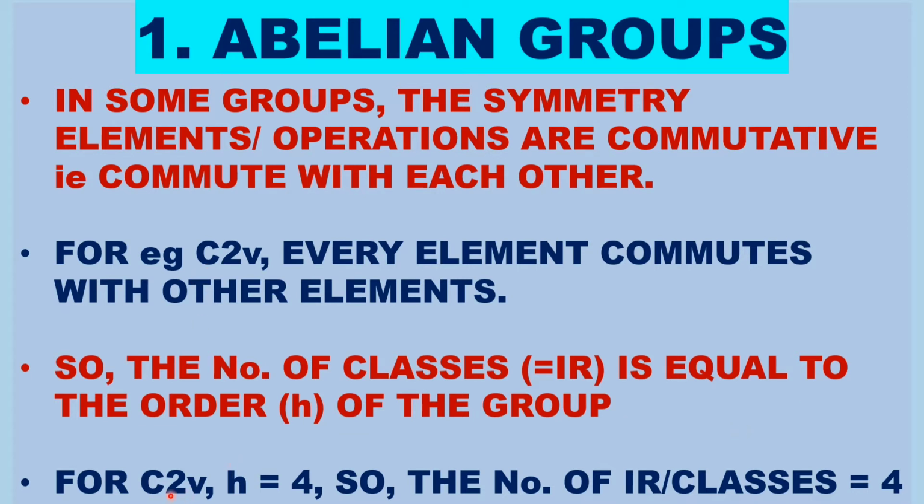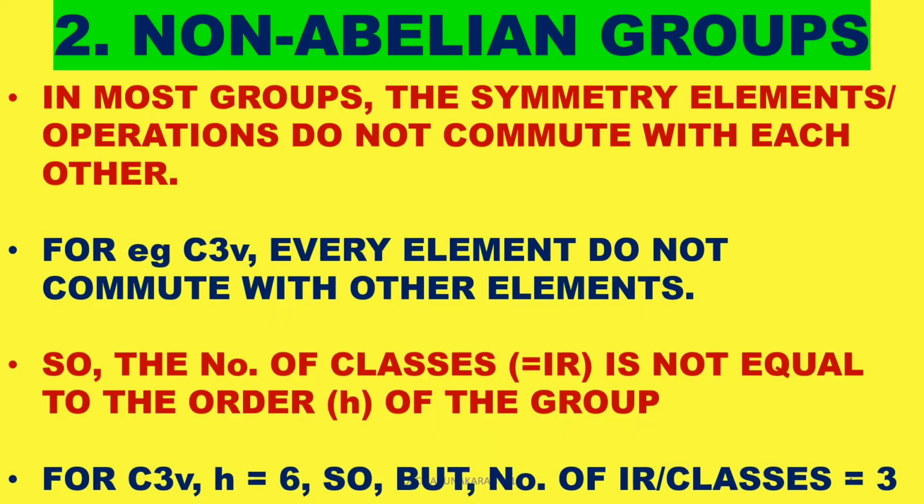For example, in the C2V point group, the order of the group is equal to the total number of symmetry operations in the point group: E, sigma V, sigma V prime, and C2. So the number of irreducible representations, that is classes, is equal to 4 for an abelian point group. Let us see what are called non-abelian point groups.